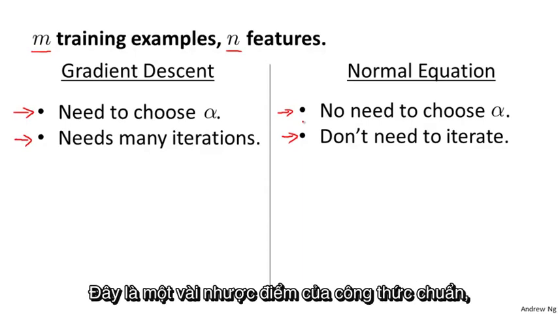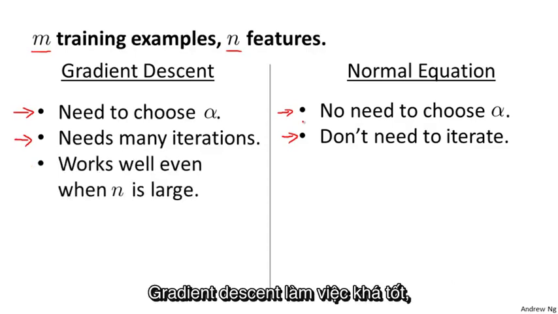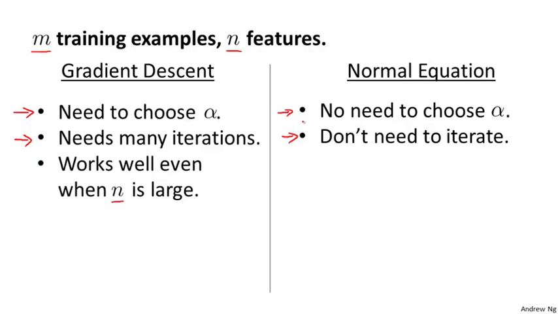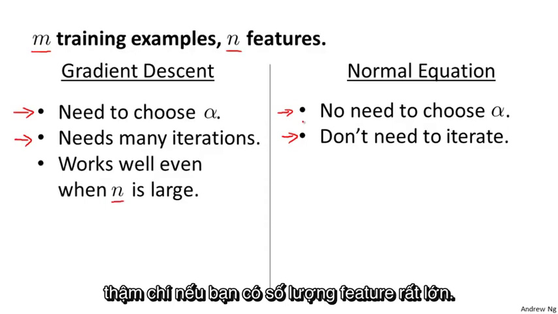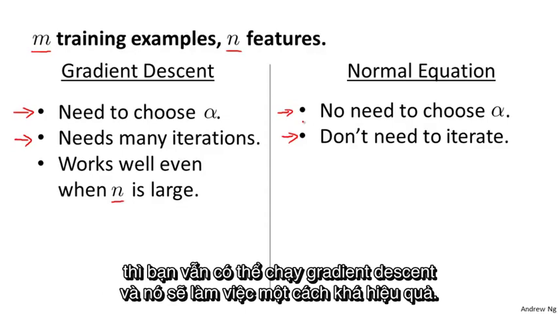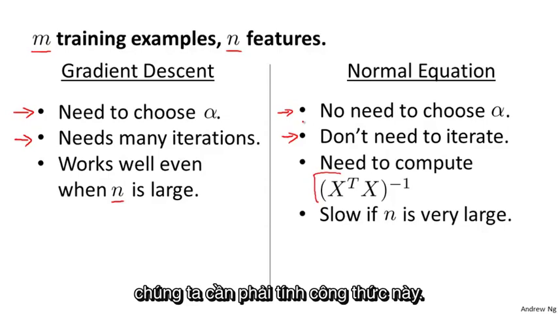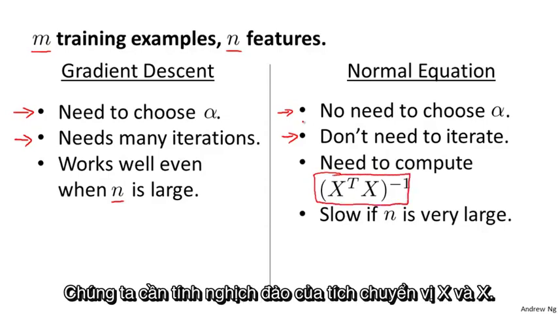Here are some disadvantages of the normal equation and some advantages of gradient descent. Gradient descent works pretty well even when you have a very large number of features. So even if you have millions of features, you can run gradient descent, and it'll be reasonably efficient, and it'll do something reasonable. In contrast, for the normal equation, in order to solve for the parameters theta, we need to compute this term, X transpose X inverse.